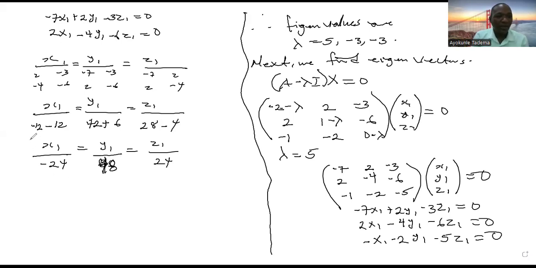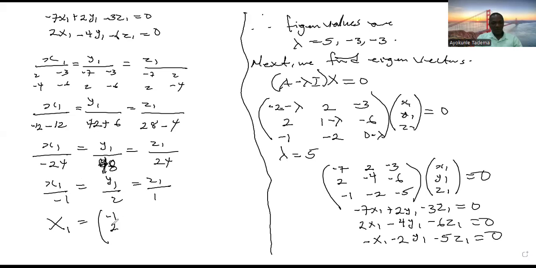And from here, we can multiply through by 24. If we multiply through by 24, we have x1 over minus 1 equals y1 over 2 and z1 over 1. Meaning that our eigenvector X1 equals minus 1, 2, 1. That is our first eigenvector.